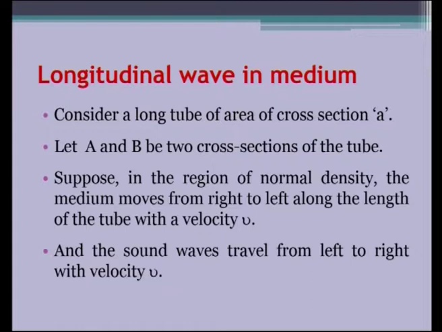Let A and B be the two cross sections of the tube. Suppose in the region of normal density, the medium moves from right to left along the length of the tube with velocity v, and the sound waves travel from left to right with a velocity v. So, this is the situation, this is the case.